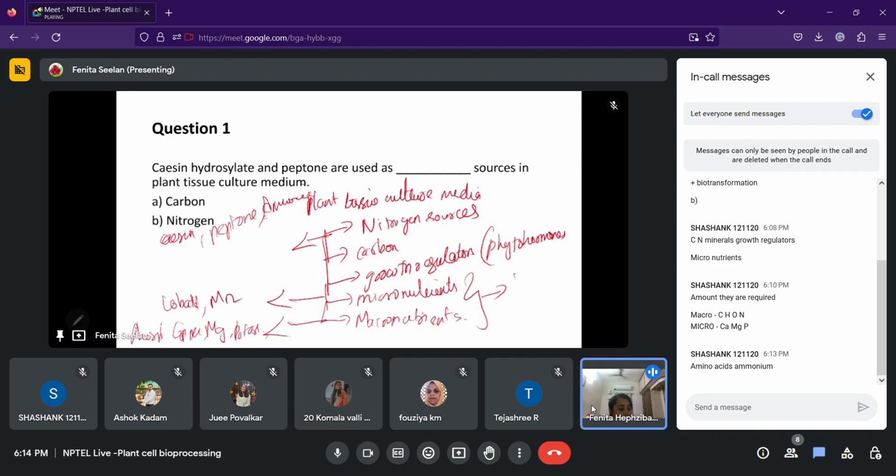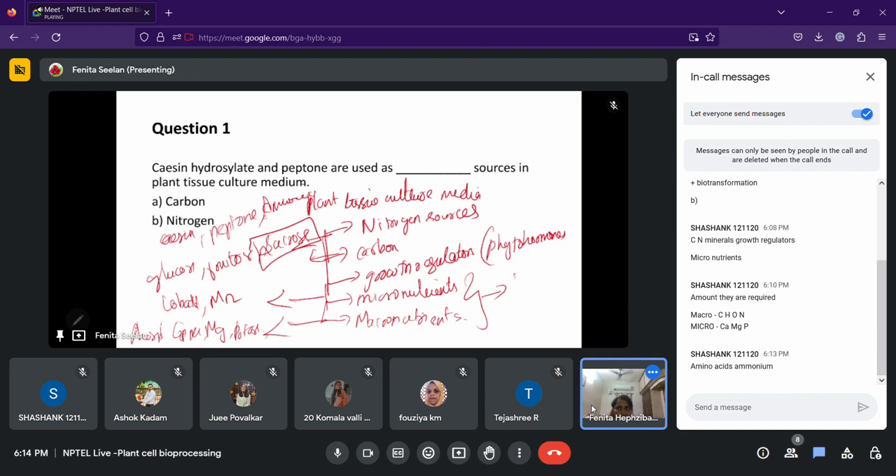So carbon, what are the carbon sources? You can give glucose, fructose, maltose, whatever, but the majorly used one is sucrose. Sucrose is the major source provided in plant tissue culture media. So the answer for this question is casein hydrolysate and peptone are used as nitrogen sources in plant tissue culture medium.